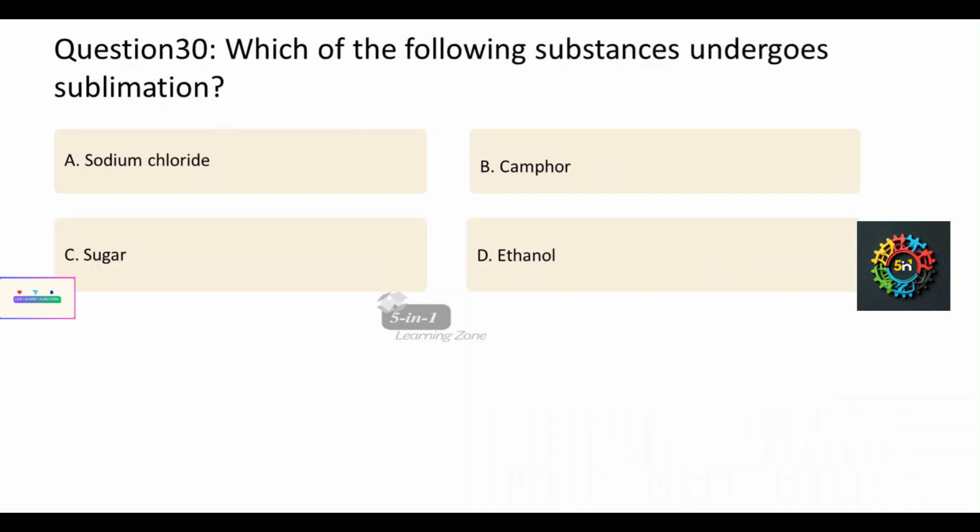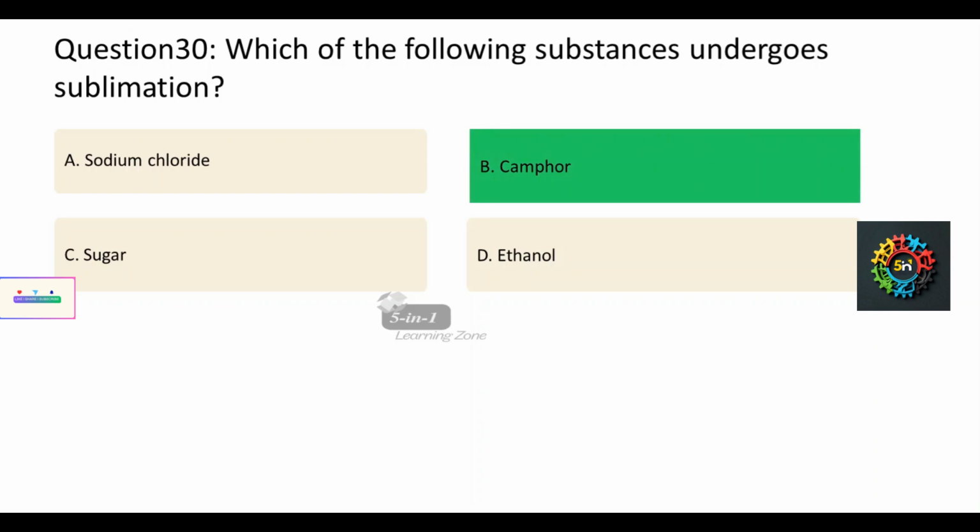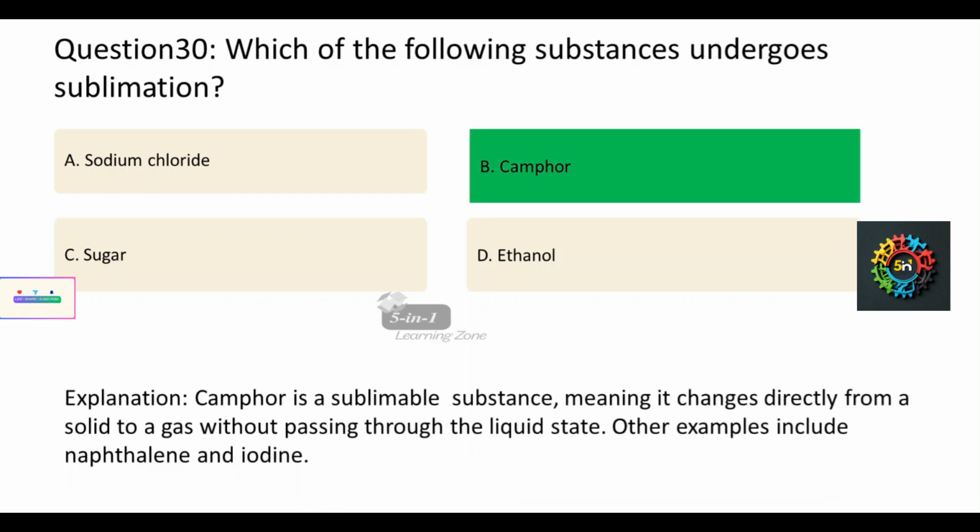Question 30. Which of the following substances undergoes sublimation? Correct answer: B. Camphor. Explanation: Camphor is a sublimable substance, meaning it changes directly from a solid to a gas without passing through the liquid state. Other examples include naphthalene and iodine.